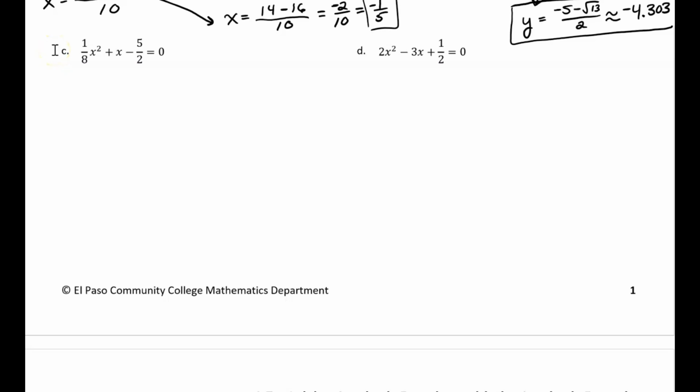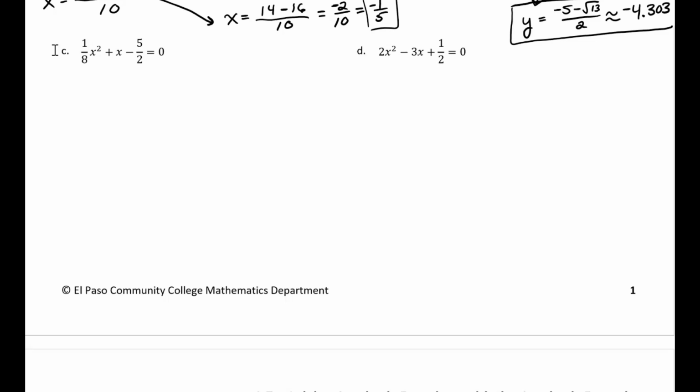Let's practice some more. We're still in example 1. We're still using the quadratic formula to solve the equation. But let's look at part C. C looks extra fun because they have our favorite things, fractions. Okay, we have 1/8 x squared plus x minus 5/2 is equal to 0.